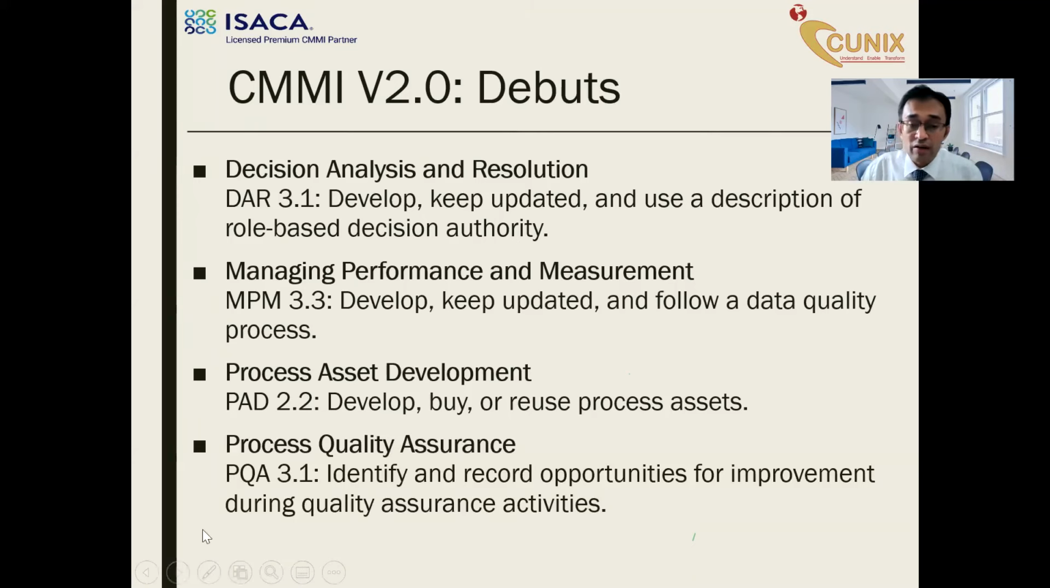In PQA, because PQA is about reviewing other things, it tells you, don't just stop at auditing other processes. What is the change that PQA itself should do? What changes should be done in PQA, right? So that's what it talks about also. And that's why it's at level 3. That's why I told you that PQA is promoted to level 3 now. So it records opportunities for its own improvement, not for the others' improvements, right?